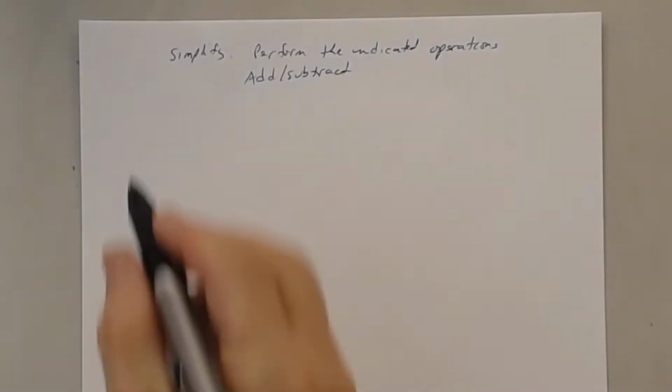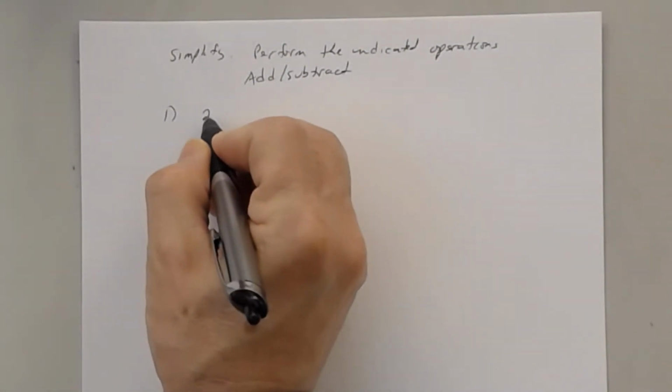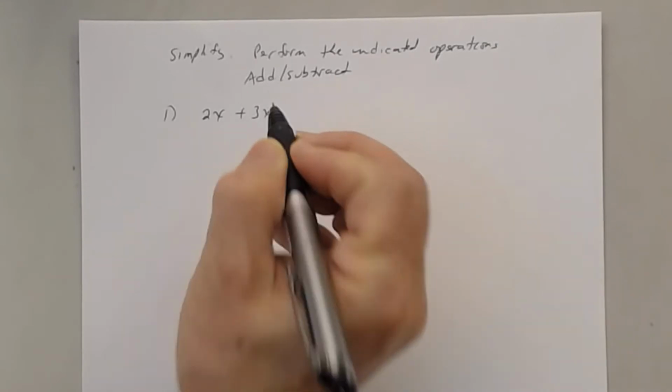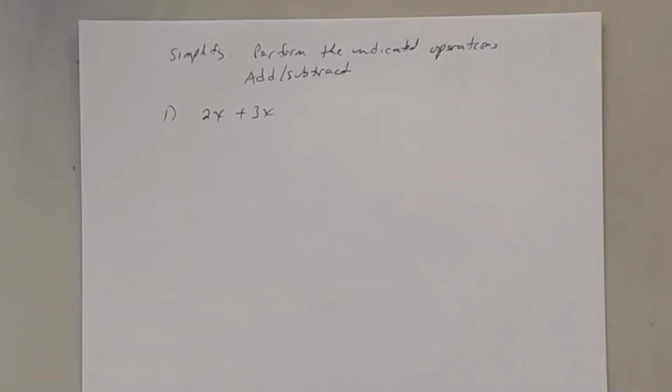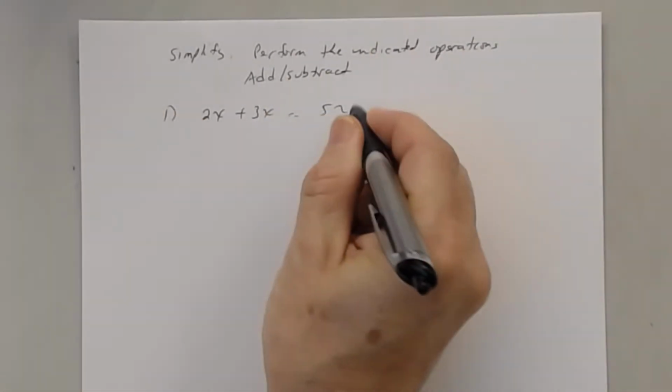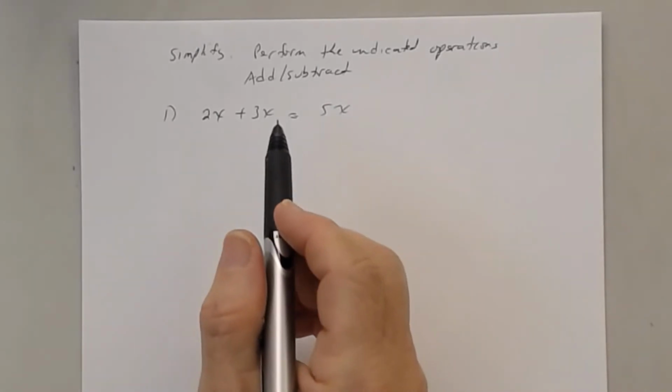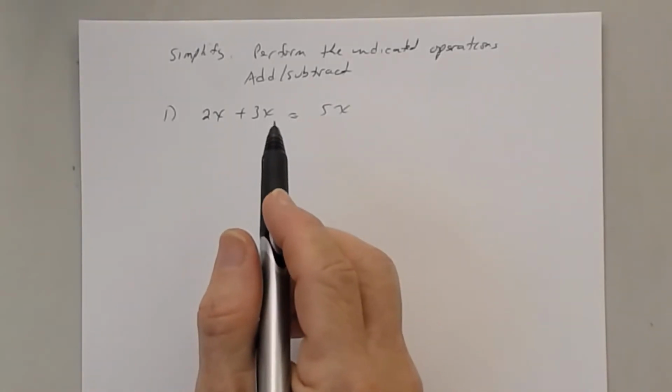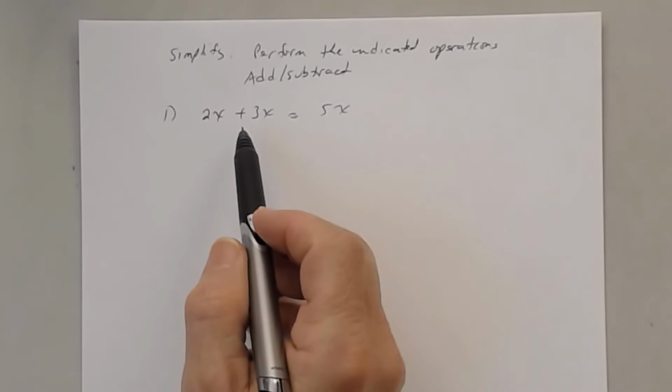The first one you all know the answer to. For example, number one, what if I had 2x plus 3x? How would you simplify that expression? 5x. Now why were you able to write the sum as 5 times x? All right, very good. That phrase, combine like terms.